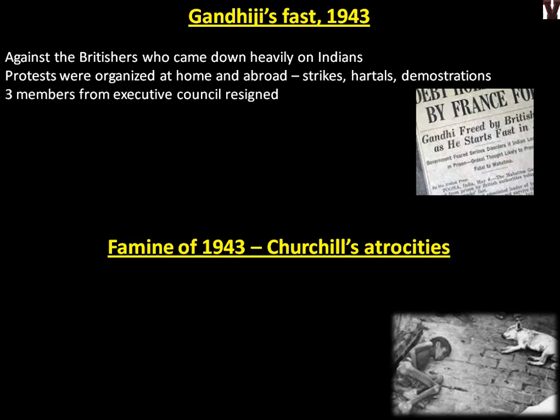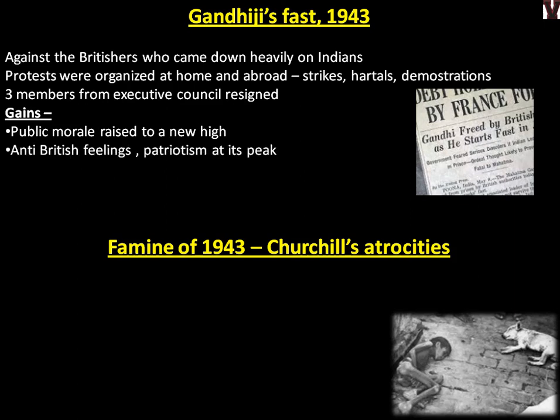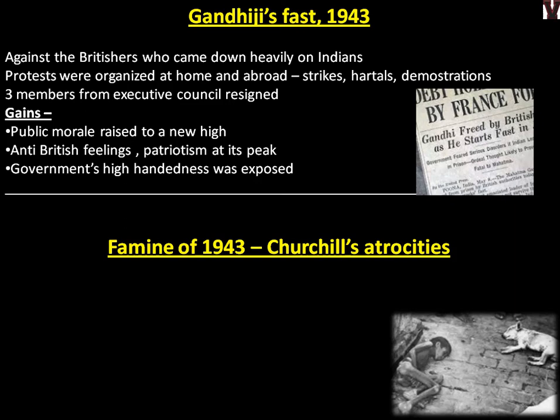3 members from the Executive Council resigned. So if you remember, 8 out of 12 people were Indians after the mission. So 3 of them resigned. Gains, what were the gains of Gandhiji's fasting? Public morale raised to a new high. Anti-British feelings, patriotism at its peak. Government's high-handedness was exposed. So whenever Gandhi fasts, everyone will be more serious about what is going on. So Gandhi's fast actually empowered the Quit India movement and it can be called a successful movement.